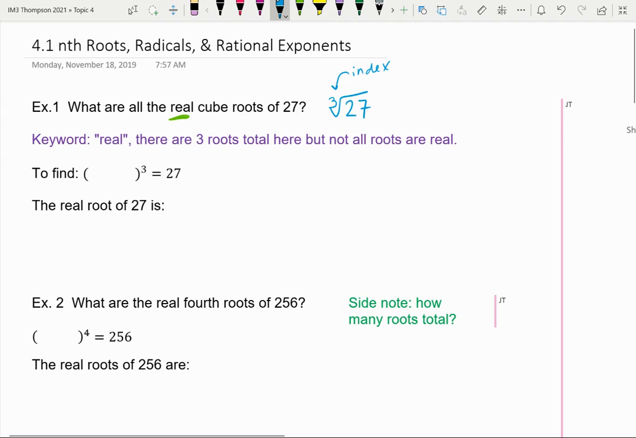Now, the cubed root of 27 is also asking what to the power of 3 is 27. So if I were to take some number in here, well, I know 3 cubed, 3 times 3 times 3 is 27. Therefore, the real root of 27 is just 3, because I can take 3, multiply by itself 3 times to get 27.